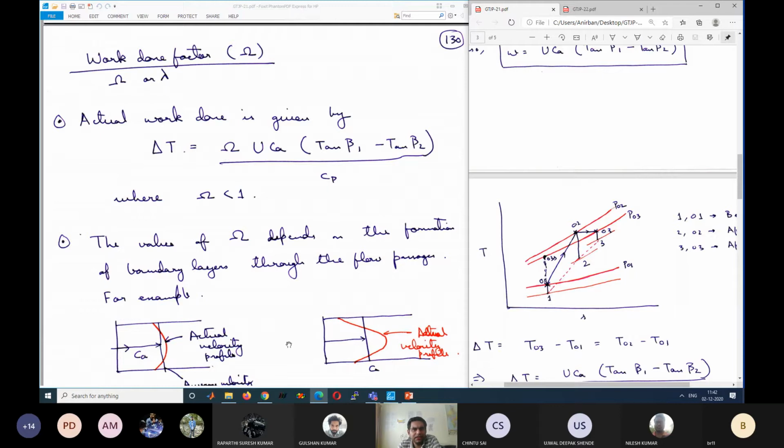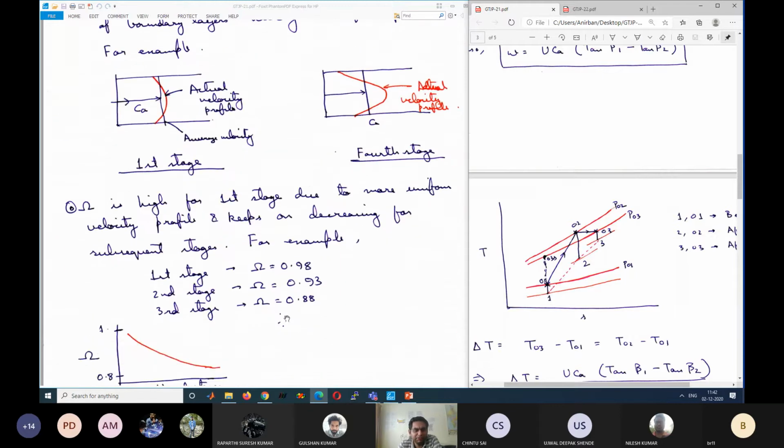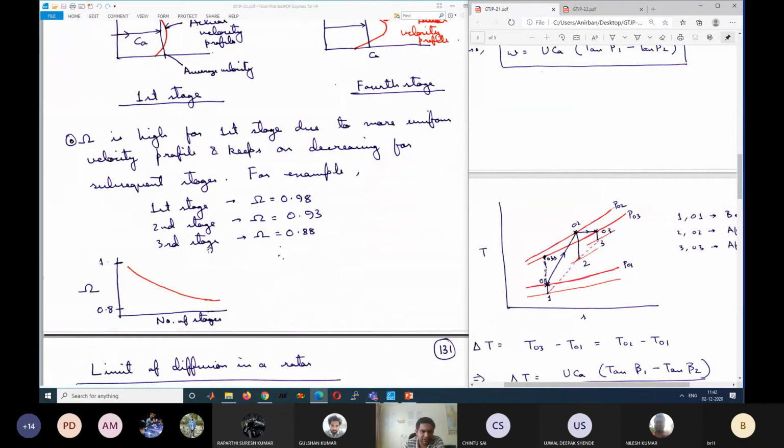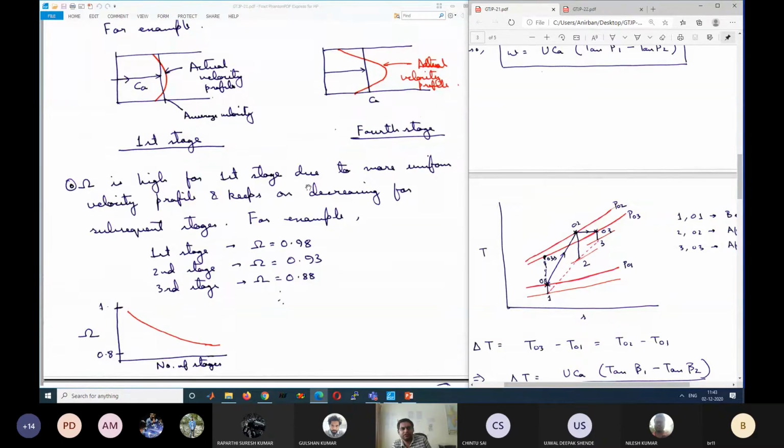So omega is around say 0.98, 0.99 for the first stage. For the second stage, it is slightly decreased, so it can be 0.93, 0.94, depending on the design. For the third stage, it again is reduced. Like this, it will keep on decreasing, and will reach around 0.8 for the subsequent stages. So this change in the work done factor omega with respect to the number of stages is given like that. It will start with a high value and gradually go towards a lower value, around 0.8. It will not go to 0. Still a lot of work will be inputted to the fluid, but it will keep on decreasing.